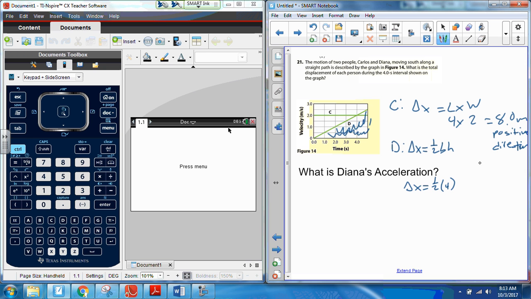Nope, 2.5. You do have to be exact. So 1/2 times 4 times 2.5. 1/2 times 4 is 2. 2 times 2.5 is 5. And 2 sig figs, so 5.0 meters. And it's still in the positive direction.